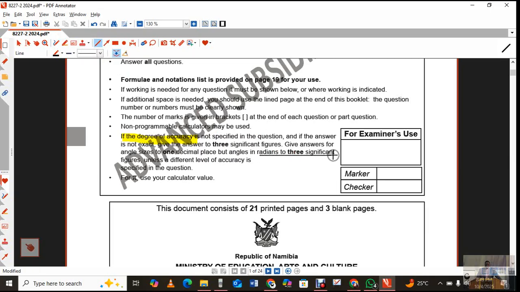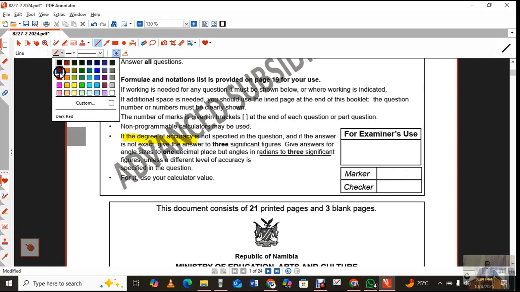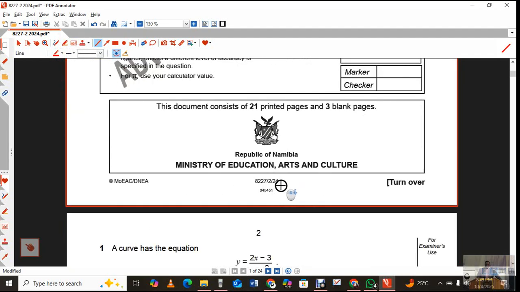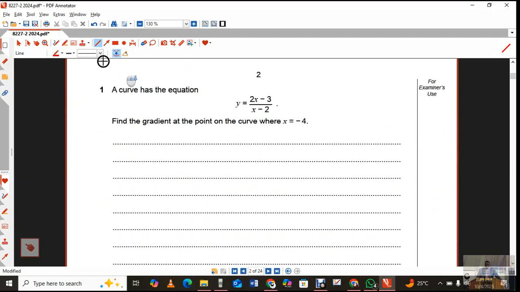Now it's very important also that you notice that there will be a time where you will be required to change your calculator mode from degree to radians and back. Okay, let's start with the first question here.